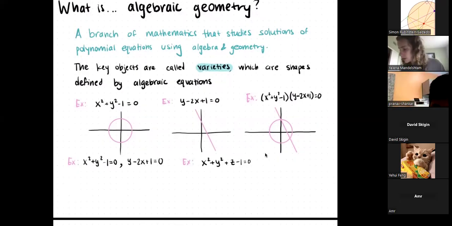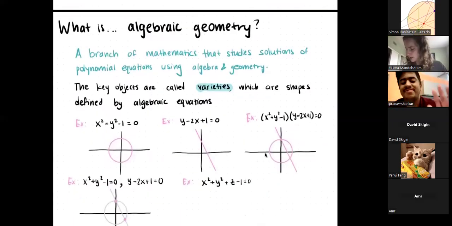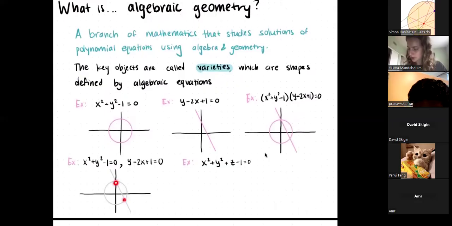We can also define the variety by more than one equation. For example, here we could ask x squared plus y squared minus 1 to be 0 and y minus 2x plus 1 to be 0. So both of them are 0 when we're on the circle and we're on the line. So the variety will be the 2 points of intersection between them.